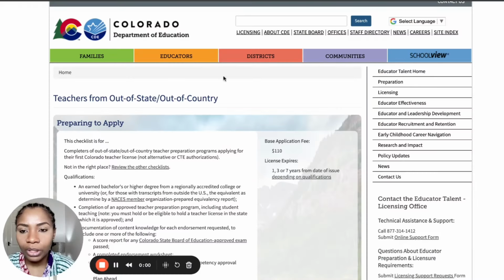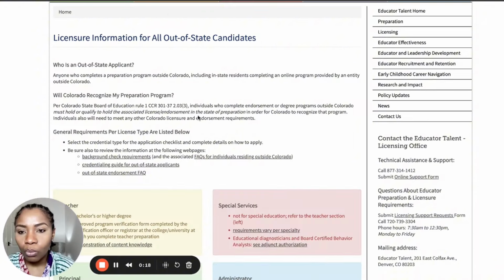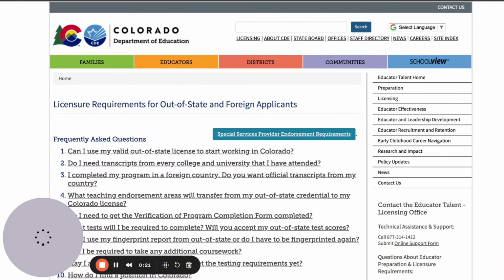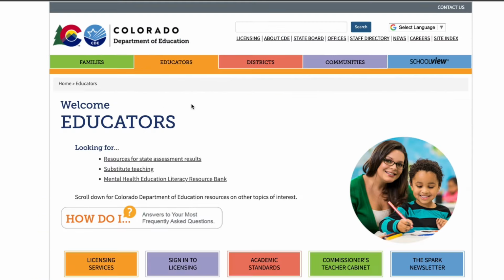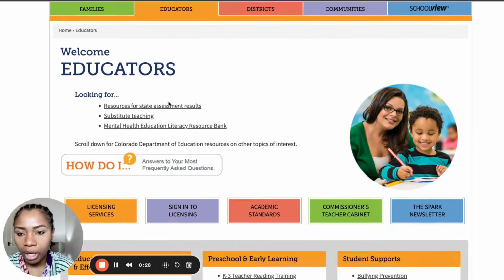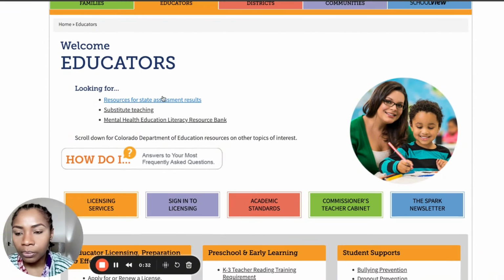The state we're going to be talking about today is Colorado. The teaching license in Colorado is issued by the Colorado Department of Education. If you look here, you're going to see that this is for teachers from out of state. First of all, let's look at what kind of licenses the state of Colorado issues. I'm going to click on this, Educators. So this is the home page of the Department of Education.